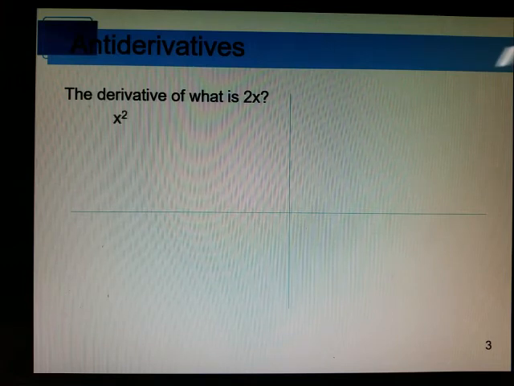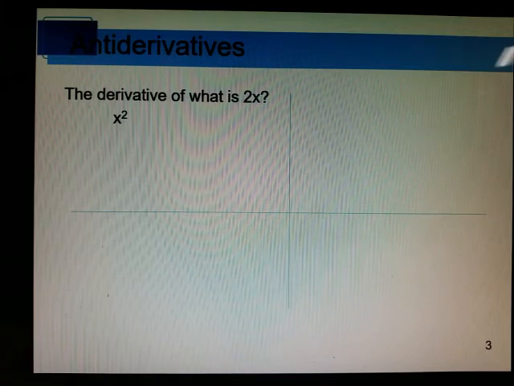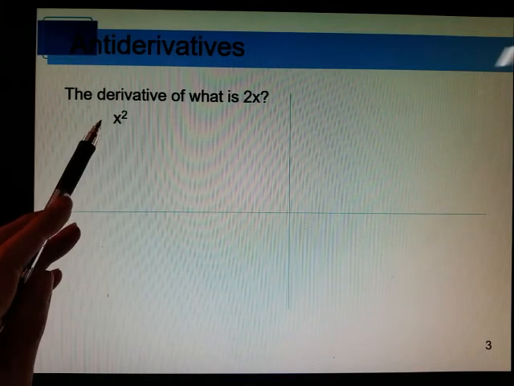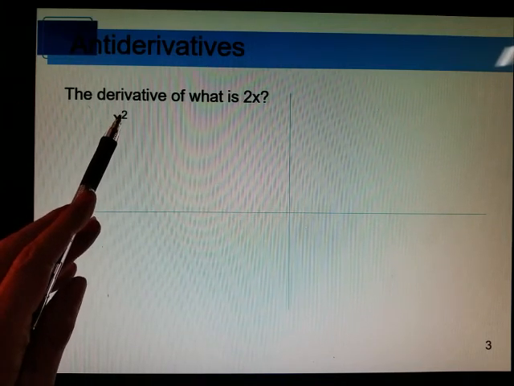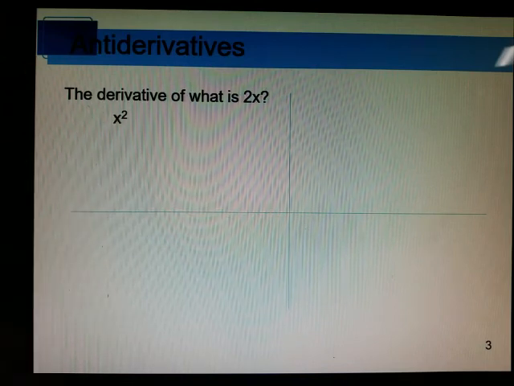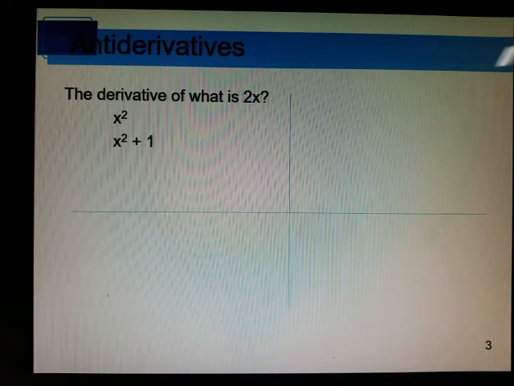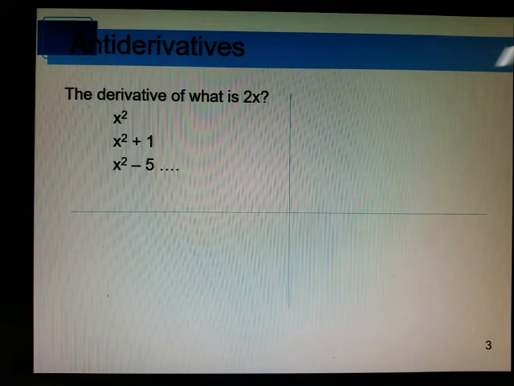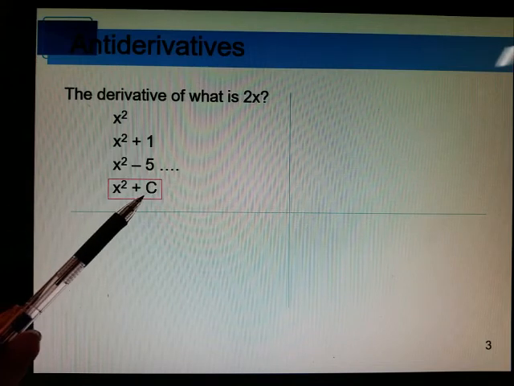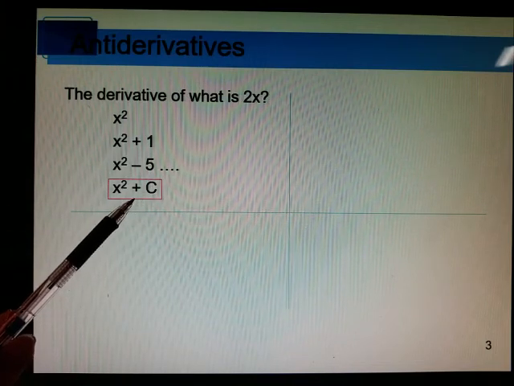Now, most students would tell me that would be x squared, because you would take that 2 to the front, and then times, drop that 1, and that would be 2x. But the problem is, what if you took the derivative of x squared plus 1? See, that would also be 2x. What if you took the derivative of x squared minus 5? See, that would also be 2x. So really, when we ask you the derivative of what is 2x, we really need to write x squared plus, and they almost always use a capital C in most calculus books.